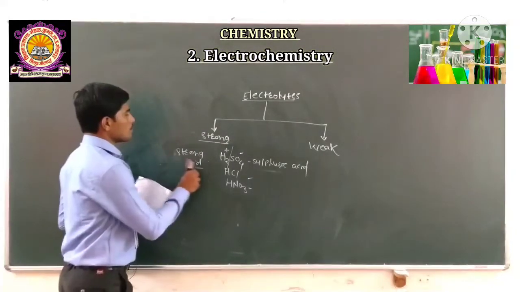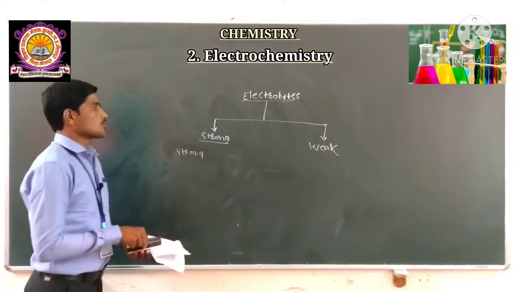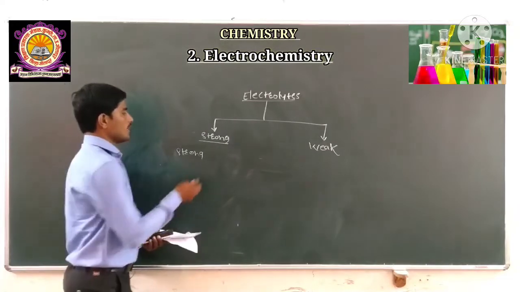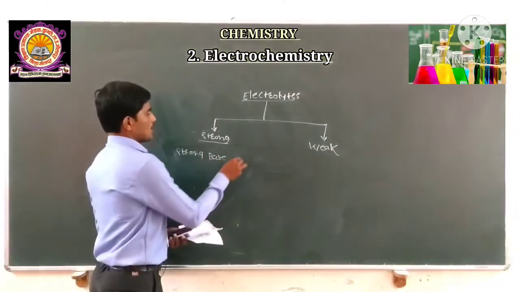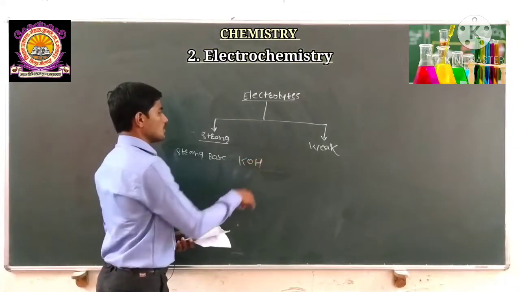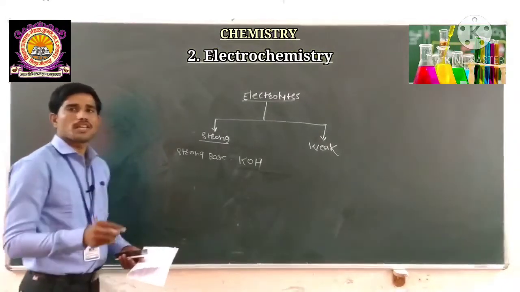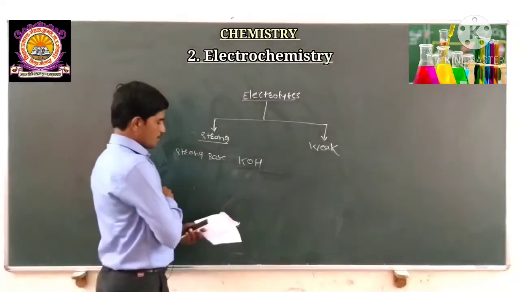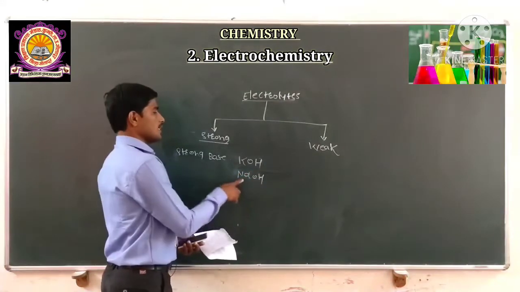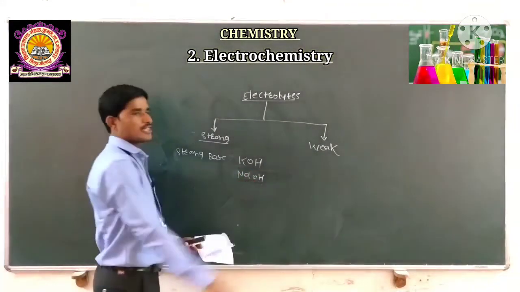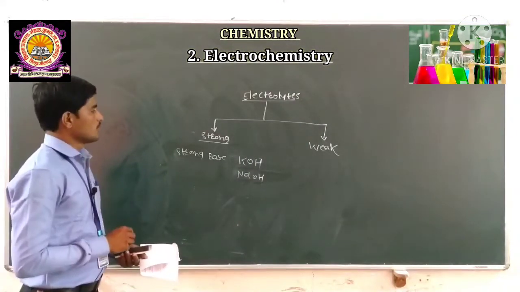If we see the examples of bases or strong bases, then the best example is KOH. You know what is meant by KOH? KOH is nothing but potassium hydroxide. Another example is NaOH. Na is nothing but sodium, OH is nothing but hydroxide, sodium hydroxide.